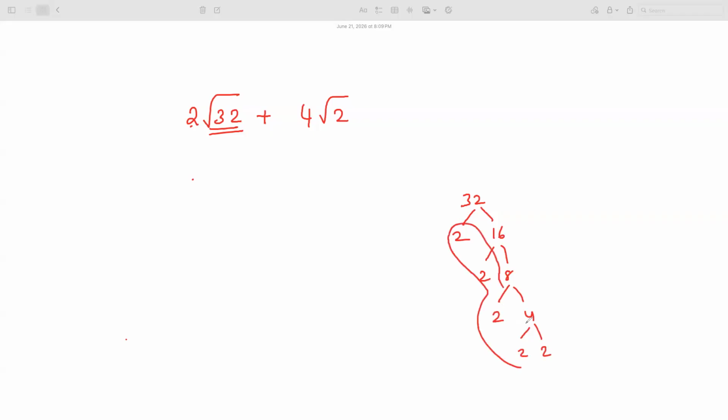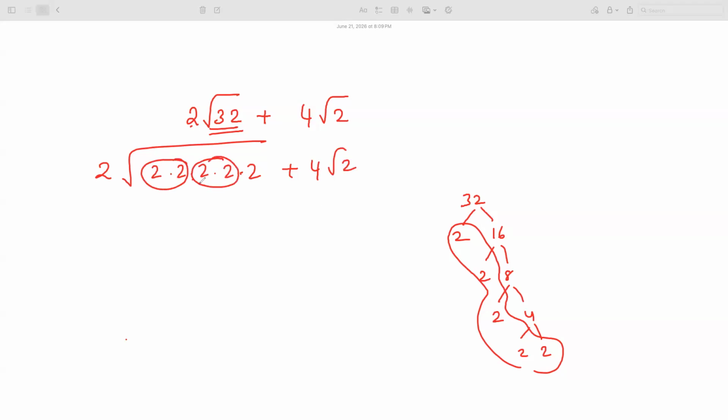So how many? 5 2's, right? You have 5 2's. And then 4 root 2, this can't be simplified. For every pair of 2's, you take 1 2 out. 2 is already out there, and then this 2 comes out, this 2 comes out. But this does not have a pair, so it stays inside. Now what happens? 2 2's are 4, 4 2's are 8. 8 root 2 plus 4 root 2.